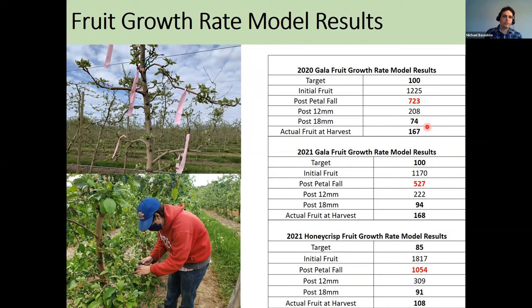We saw fairly similar in 2021 on Gala. Our target again was 100. We started around 1200.